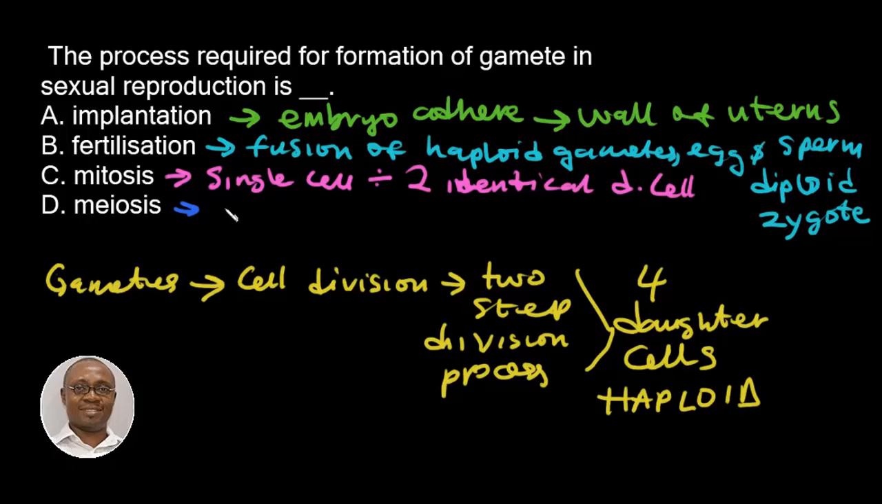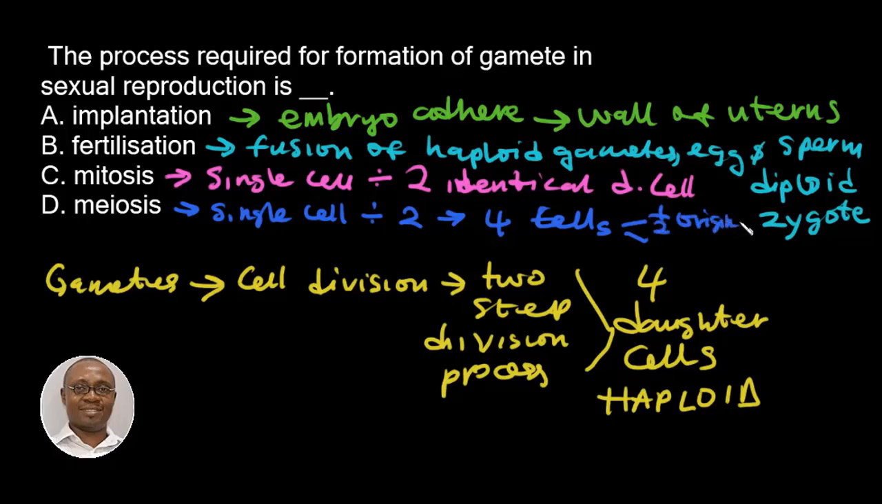Meiosis is a process whereby a single cell divides twice to produce 4 cells containing half of the original amount of the genetic information. These cells are the sex cells.